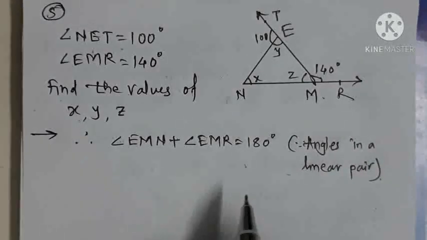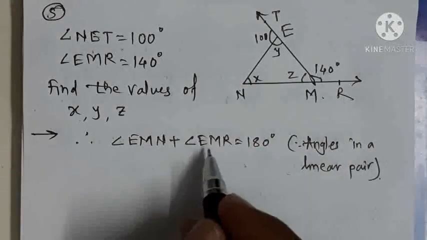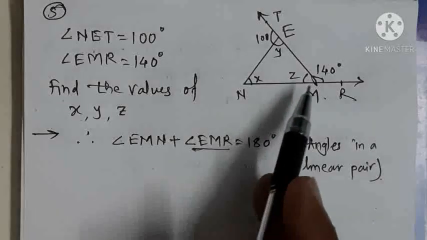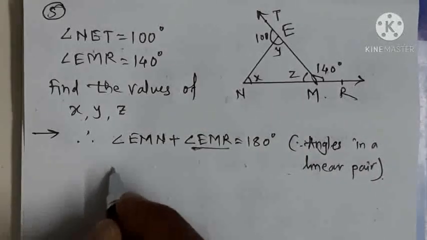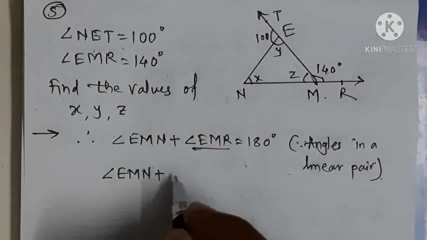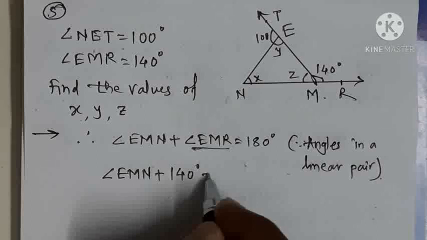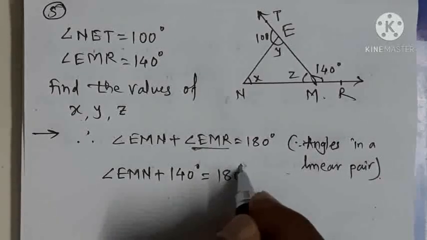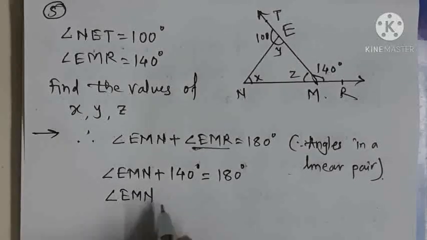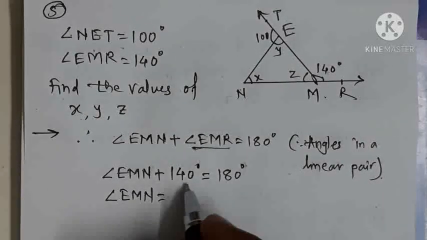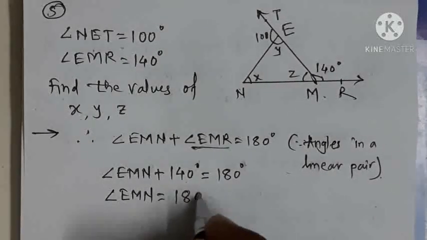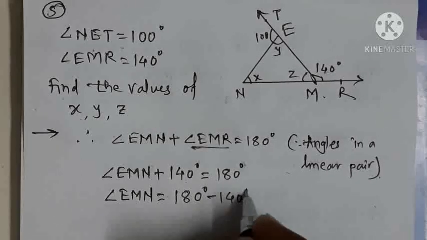Now here put the value of angle EMR. या अँगल EMR ची व्हॅल्यू पुट करा. किती व्हॅल्यू EMR ची 140 डिग्री. देअरफॉर अँगल EMN प्लस EMR that is 140 degree is equal to 180 degree. Therefore angle EMN is equal to, हा प्लस 140 लेफ्ट हँड साइडला आहे त्याला राईट हँड साइडला शिफ्ट करा. दॅट इज 180 डिग्री मायनस 140 डिग्री.